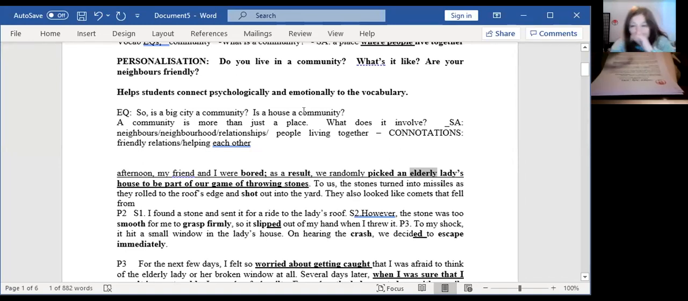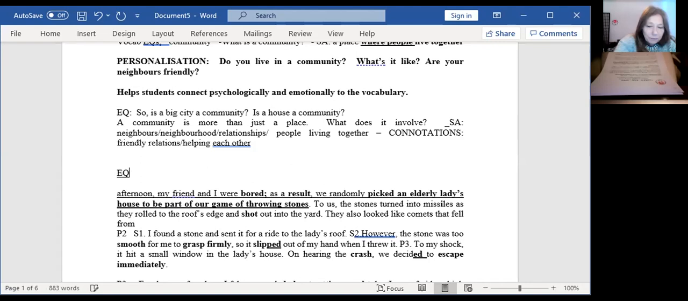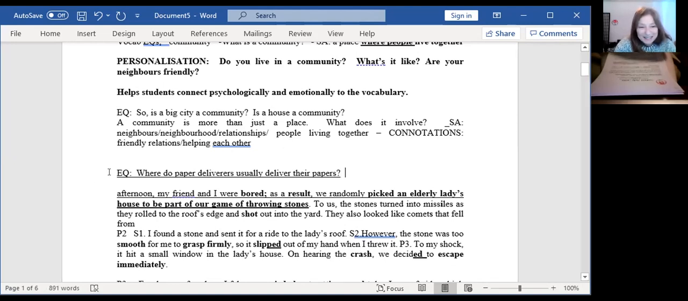With community also, you could ask another important question: where do paper deliverers usually deliver their papers? Maybe that would elicit it. Yes, because that's understanding from context.